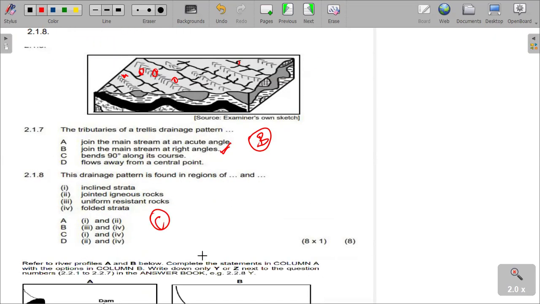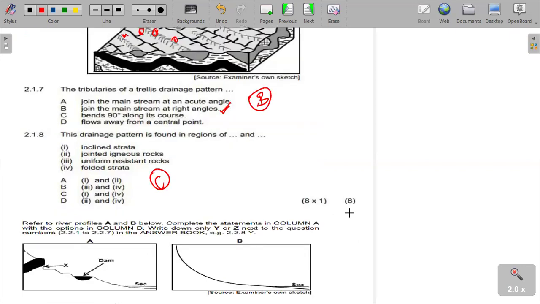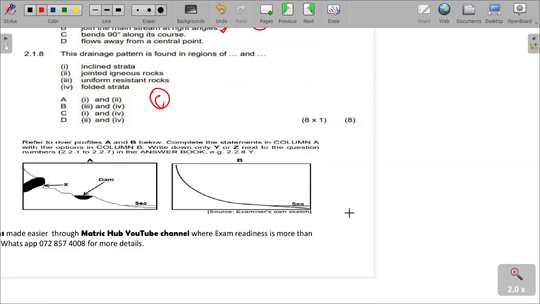So having said that, these are short questions that we need to understand always come. However, sometimes they cause confusion, but we just need to understand that these questions are not supposed to cause us to lose any marks. This question refers to a river profile A and B. Complete the statements in column A with the options in column B. Write down only Y or Z next to the question numbers in the answer book. E.g., 2.1.8, let's say the answer is Y, therefore you write Y only.